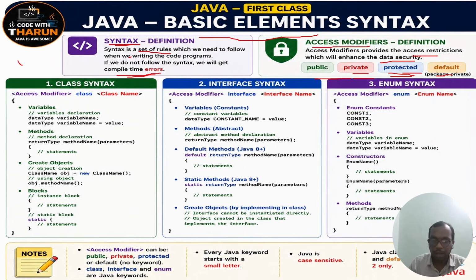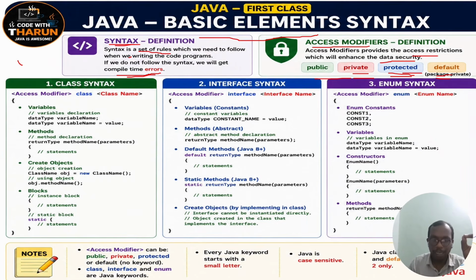Next, we will go for the default. Default means package private. For example, we can take a department staff room. Only teachers from the department can enter. No other persons will enter without permission. Default works the same way.